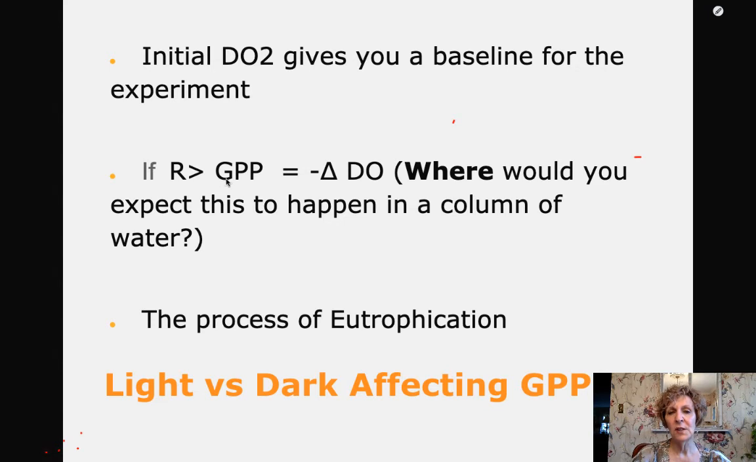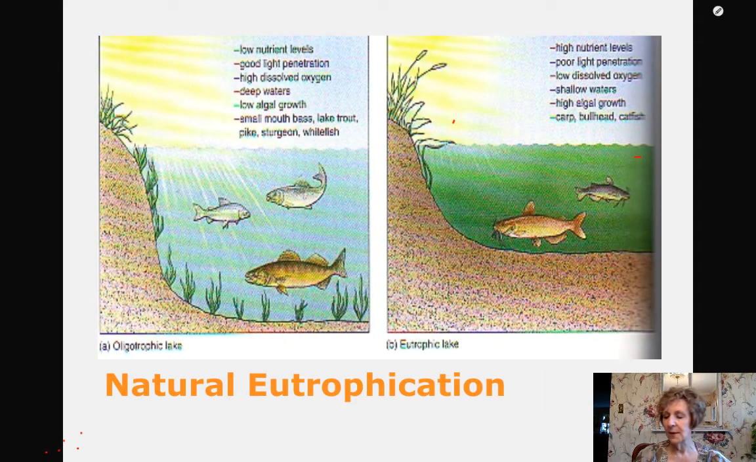If respiration is greater than the GPP, then you're going to have a negative DO. And you would expect that to happen more in the dark, right? And so I want to talk about this process of eutrophication. Eutrophication is a natural process, but as usual, the activity of humans can accelerate that.